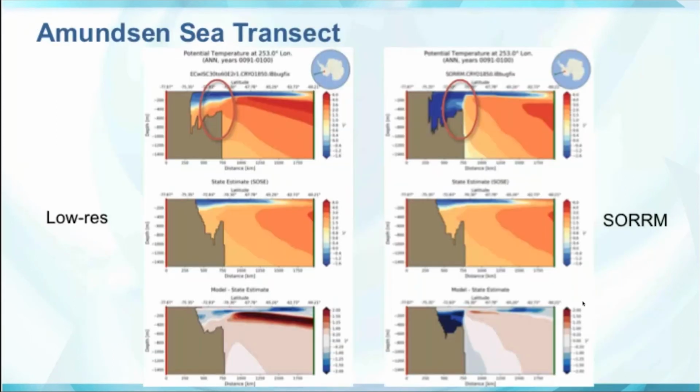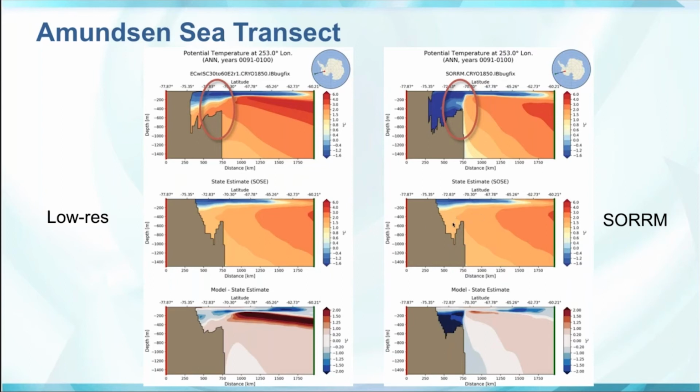So moving on, focusing on the Amundsen Sea sector, I'm showing a transect here across the Amundsen Sea in the low resolution and SORM configurations. And what we're noticing in the SORM configuration is that there's this very strong Antarctic slope front that's blocking any intrusion of warm water into the ice shelf cavity, which is not indicative of what is actually happening.